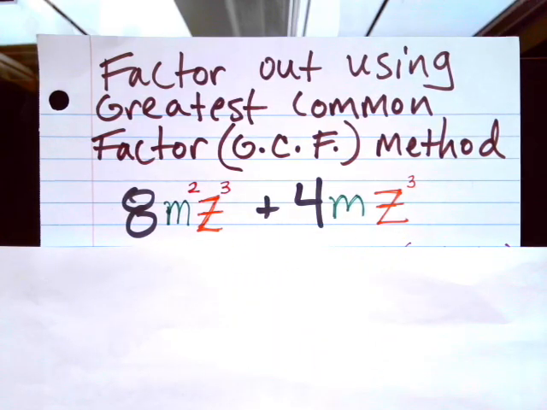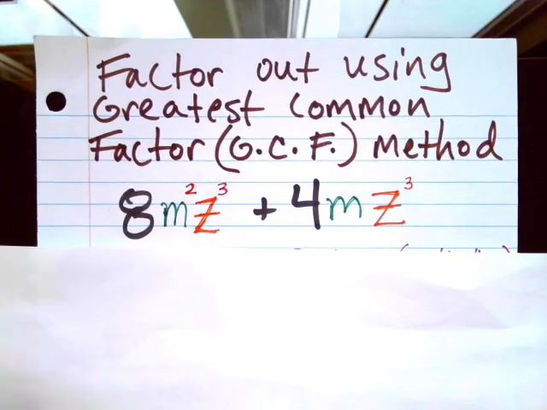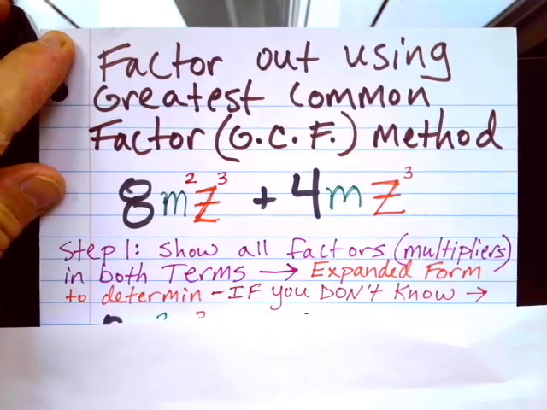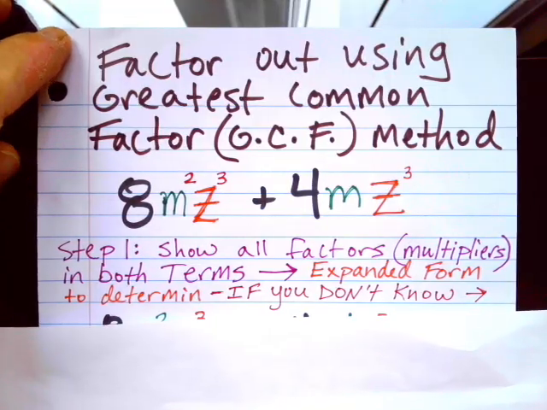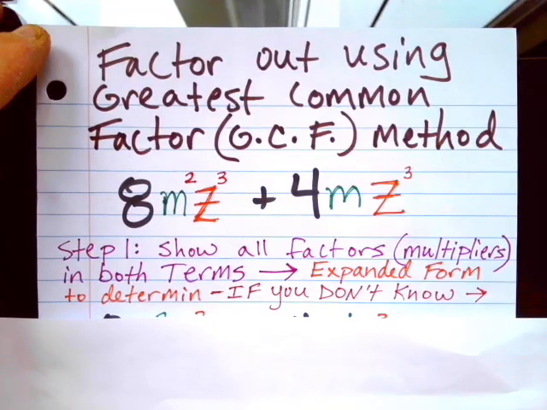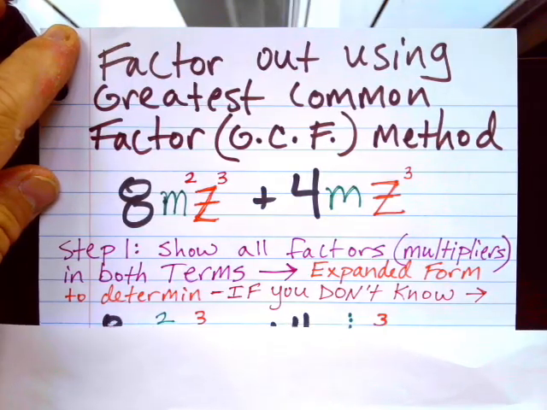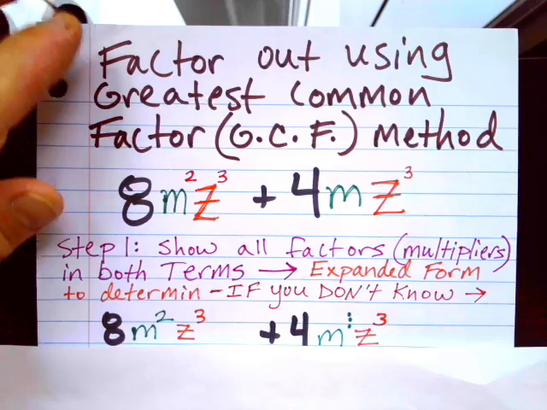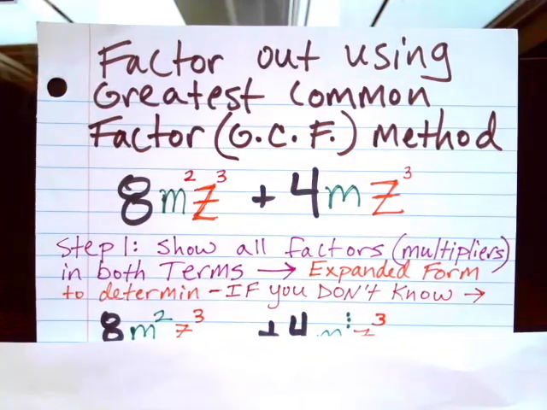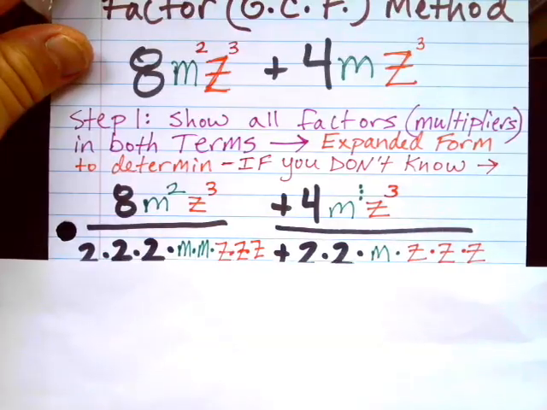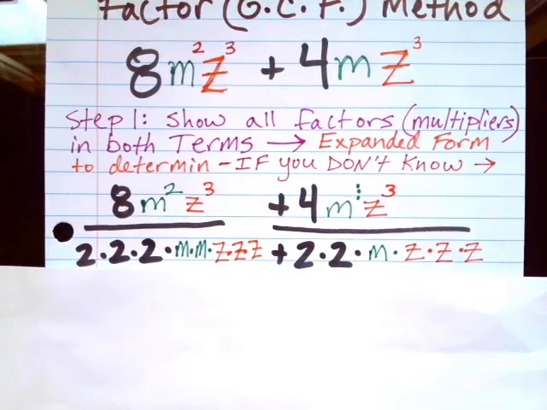Now, if you cannot see that here, I strongly suggest you use the method of writing it out in expanded form. So show all factors, that's multipliers, in both terms using expanded form to determine, if you don't know, what can be divided evenly into both of these terms. So I'm going to do kind of a generic little factor tree here I'd like to show you.